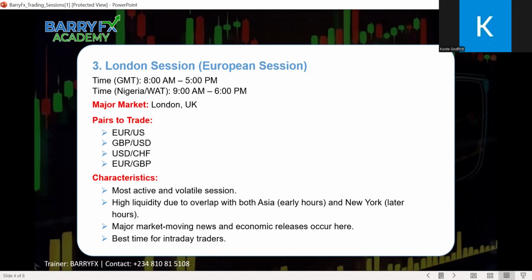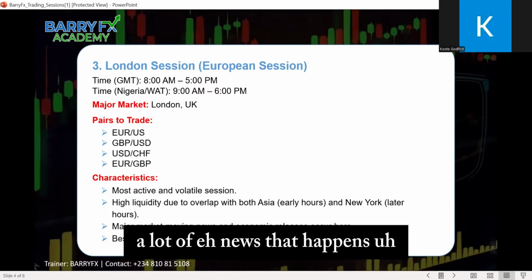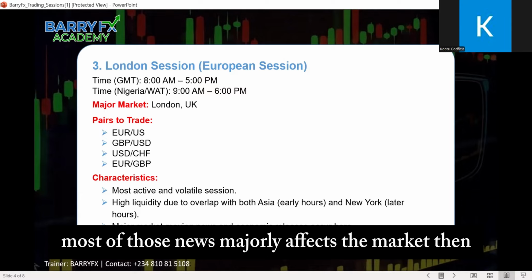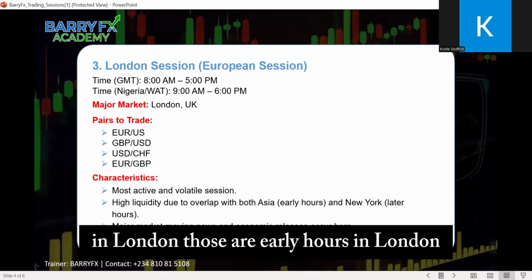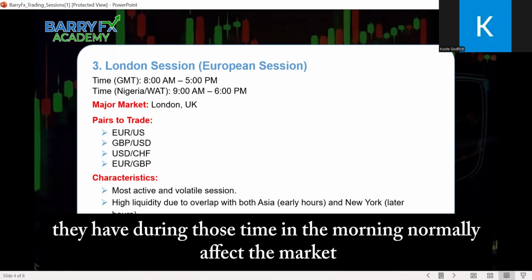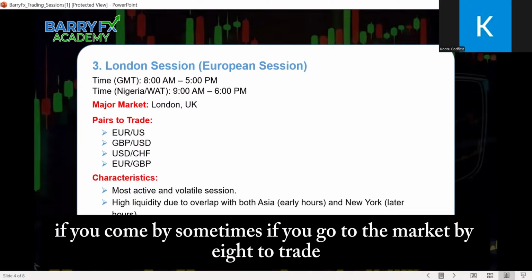So it's when major market-moving news and economic releases occur. A lot of news happens in the UK, in London, and most of it majorly affects the market then, because those are early hours in London. Most of the high impact news during those morning hours normally moves the market. If you go to the market by 8 to trade, you will see a long spike.